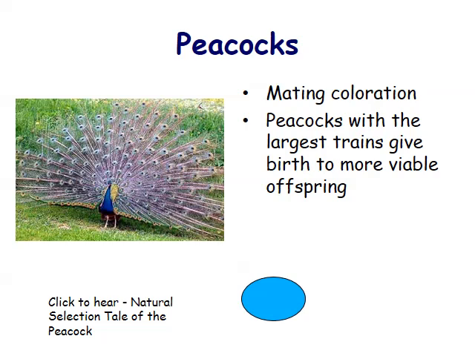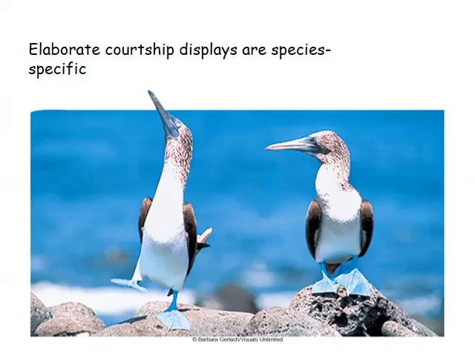Females choose the male with the most elaborate feathers. Only a very healthy male can afford to grow such a large train. Sexual selection is also apparent in the elaborate courtships that are displayed by many species. And these are species specific. So one courtship ritual displayed by one type of bird would not attract a different species of bird.